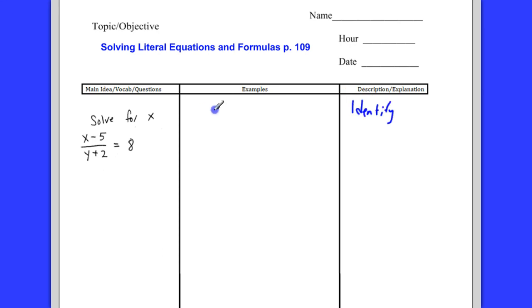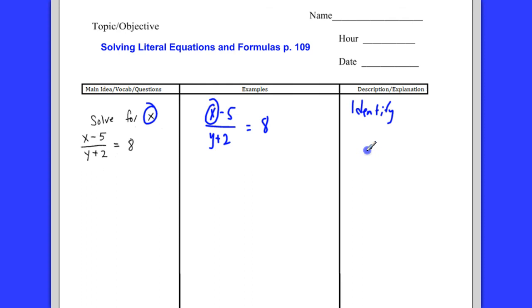Okay, so again, let's identify what it is you're solving for. And I forgot to write the question down. Please do that. Equal to 8. Okay, sorry, I got a little bit ahead of myself. We're going to identify the x. It's right there. That's what you're trying to isolate. You're trying to get that guy by himself.